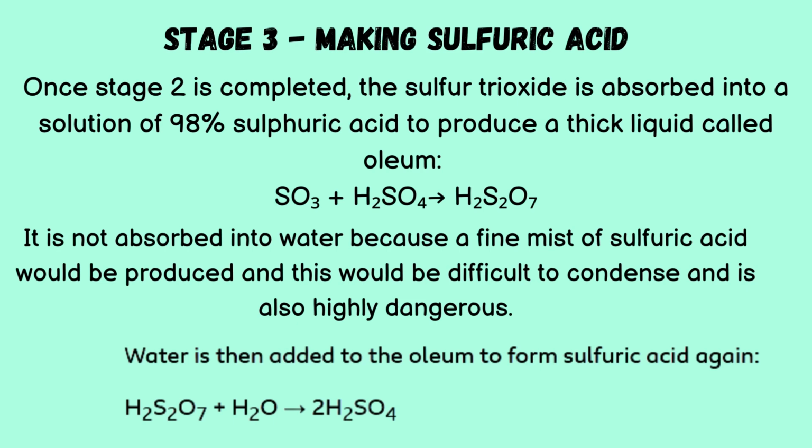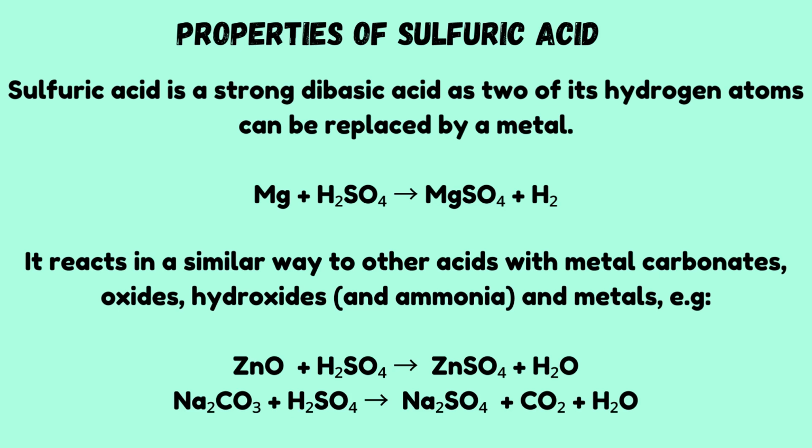And stage 3 is making sulfuric acid. Once stage 2 is completed, sulfur trioxide is absorbed into a solution of 98% sulfuric acid to produce a thick liquid called oleum. SO3 plus H2SO4 gives H2S2O7, which is oleum. It's not absorbed into water because a fine mist of sulfuric acid would be produced, and this would be difficult to condense, and it's also highly dangerous. So after oleum, water is then added to the oleum to form sulfuric acid again. H2S2O7 plus H2O gives 2 H2SO4.